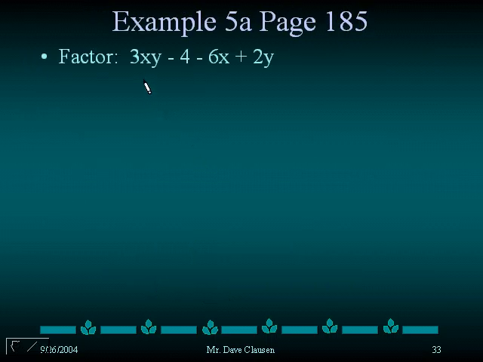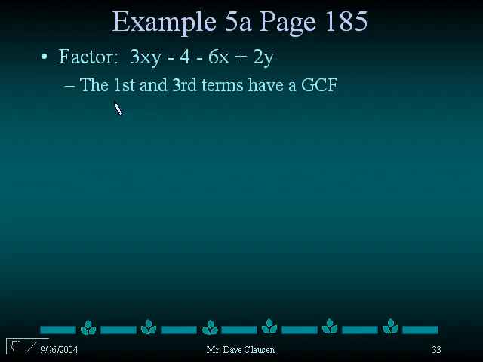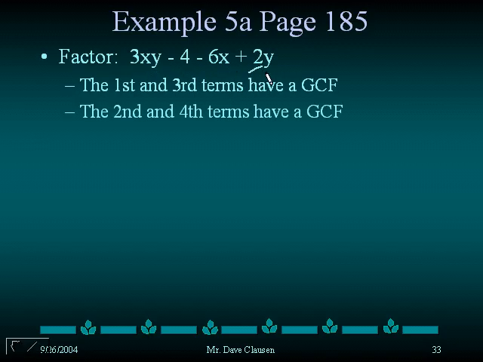So let's look at an example and first check to see if there's any greatest common factor common to all four terms. Not the case. See if any three of them make a special formula. Not the case. No two of them make any special formula. So we're going to have to group them two by two and see which ones have a greatest common factor. The first and third term both have a greatest common factor. And it looks like also the second and the fourth term will have a greatest common factor as well.